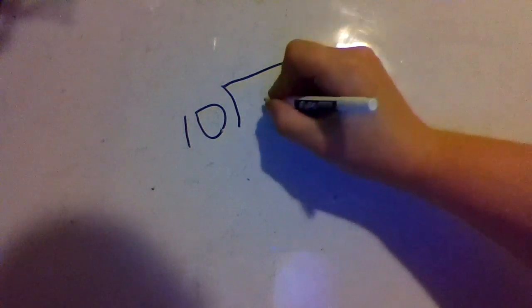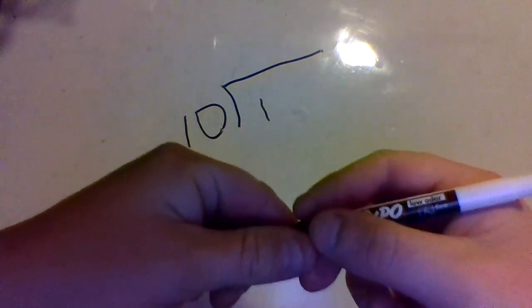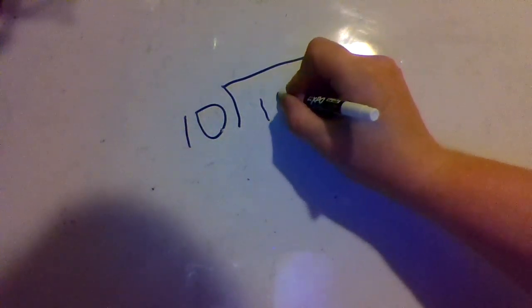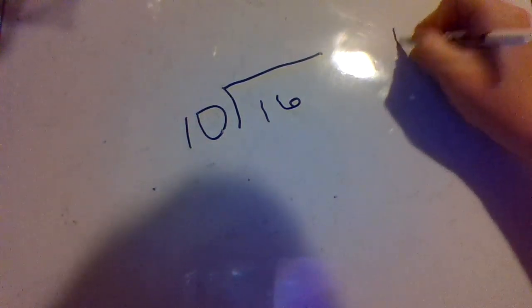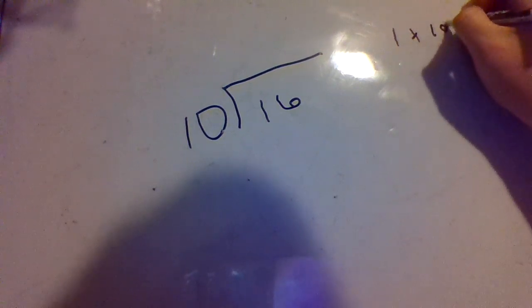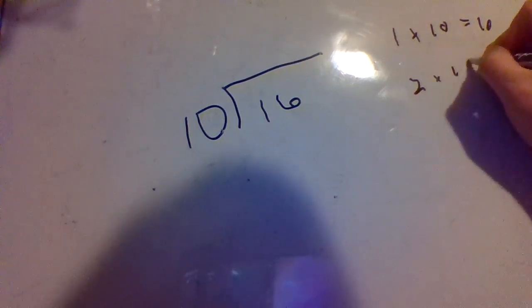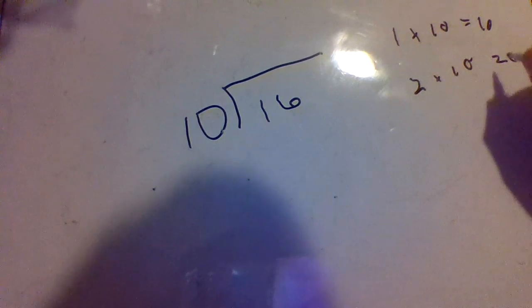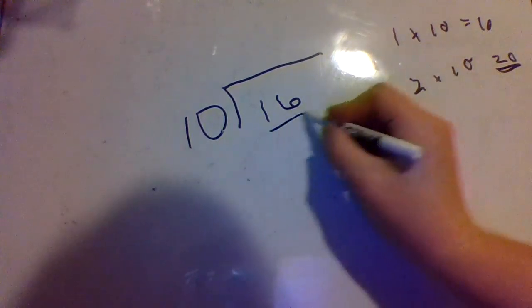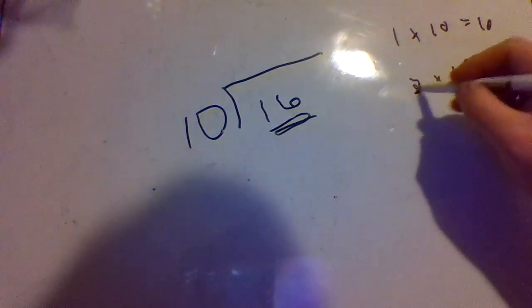10 divided into 16. All right. So we probably know without even doing any work what the answer is. But let's look at this. 1 times 10 is 10. And 2 times 10 is 20. But 20 is bigger than 16. So we can't have that. So that wouldn't be our answer. So we have to go down 1.